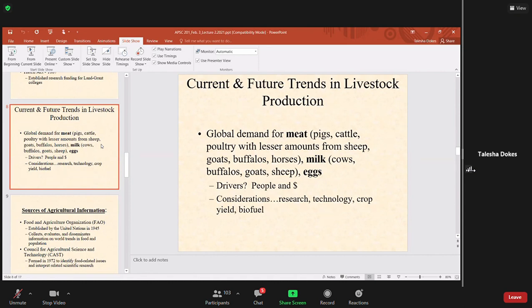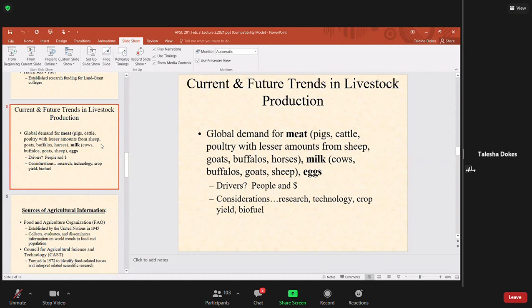So globally, the demand for pigs, cattle, and poultry has increased in recent years. It will continue to increase in the future, especially as our population continues to grow. Some of our population projection numbers are pretty high. So as agriculturalists, animal scientists, or producers, we have to keep up with those numbers and trends and make sure we're able to provide and feed the populations.